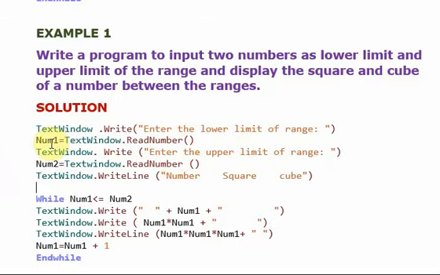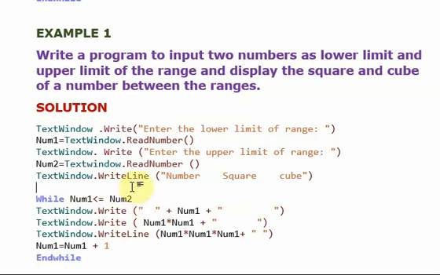Now num1 is holding the lower value, then the next line is executed, line by line, it will follow the sequential order when you run the program. Enter the upper limit of range, so whatever value you put here for the upper limit, it will be taken to num2. Now num2 has the upper limit, num1 has the lower limit. Now we need to write a condition using while from lower limit to upper limit, while this condition is matching. While num1 is less than or equal to num2, you continue the program.